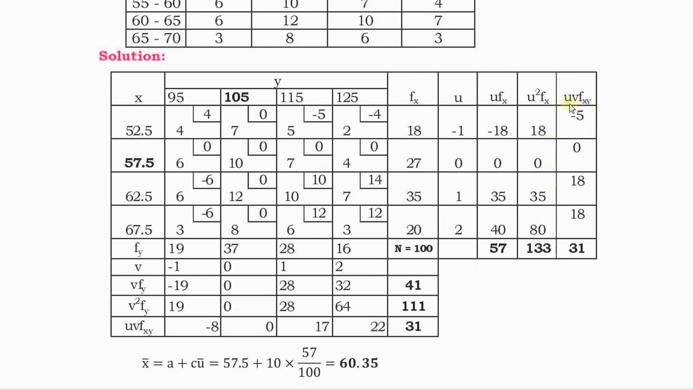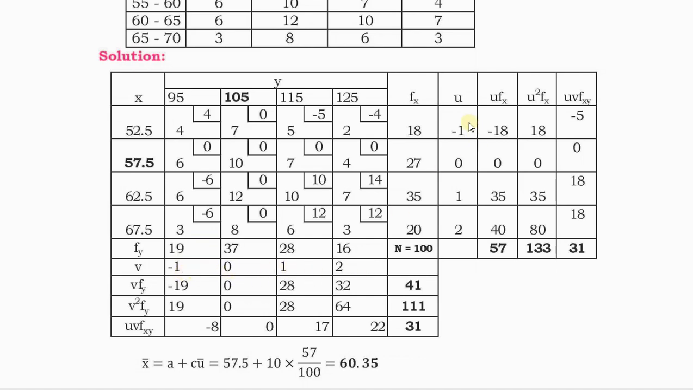And at last u into v into fxy. This looks very similar to your correlation problem. So uv. So u is minus 1. Similarly here y values have been converted into v. Okay, so the common value taken here is 105. So 95 minus 105 is minus 10, and minus 10 divided by 10, since the difference between any two consecutive values of y is 10. So 95 minus 105 divided by 10 gives minus 1, then 0, 1 and 2.